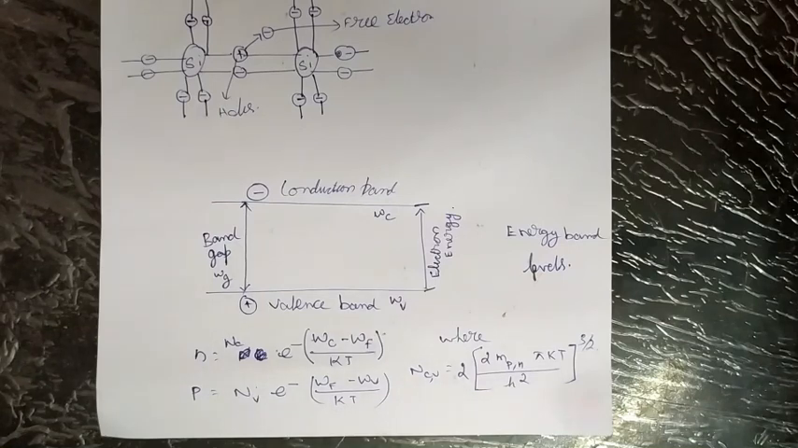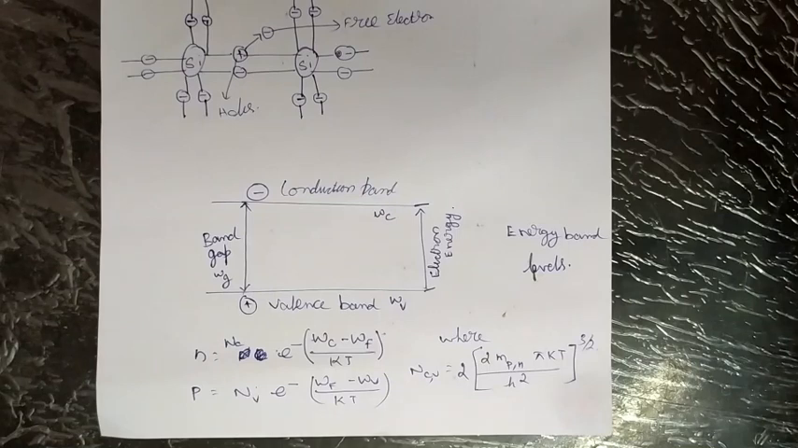The band gap energy is equal to 1.12 electron volts for Si, 0.62 electron volts for germanium, and 1.42 electron volts for gallium arsenide. These free electrons form negative charge carriers that allow electric current conduction. The concentration of conduction electrons in a semiconductor is denoted as N.